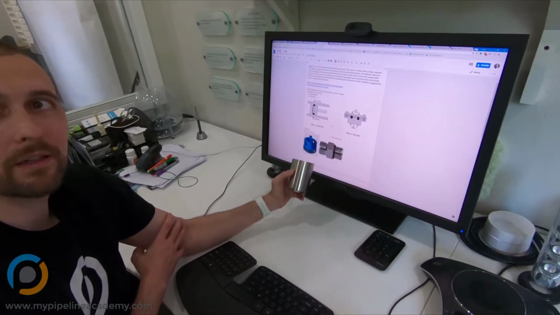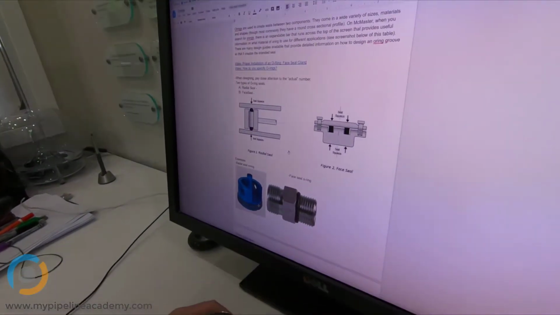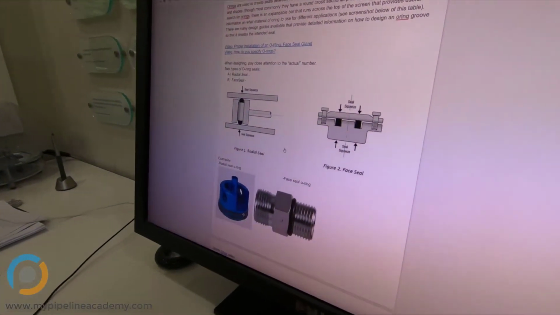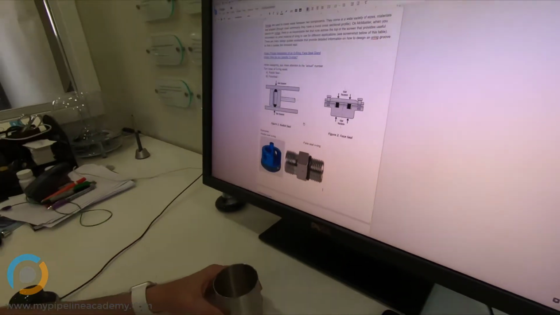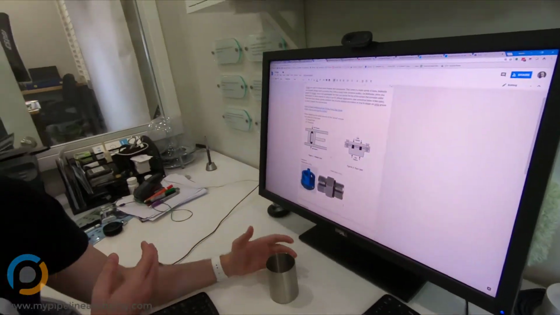Oh, okay. I thought that there were different, like when you went to McMaster, you would order a radial seal O-ring or a face seal O-ring. Got it. That's not the case, right? That is not the case. Yeah, it could be the exact same O-ring.